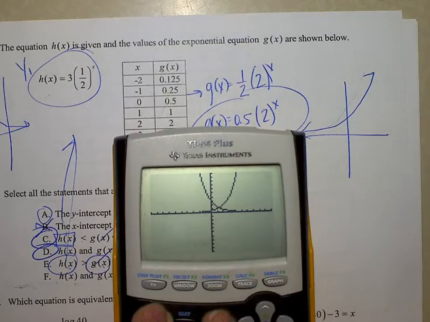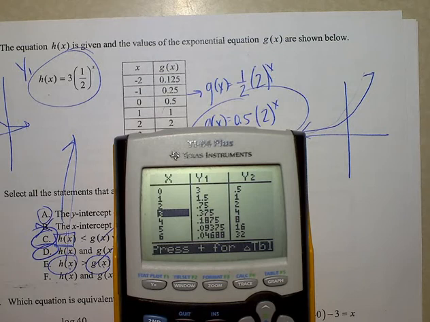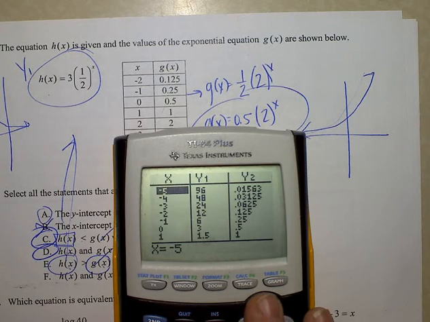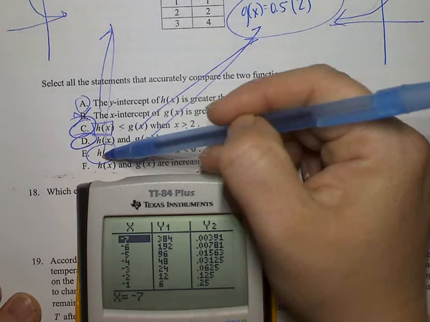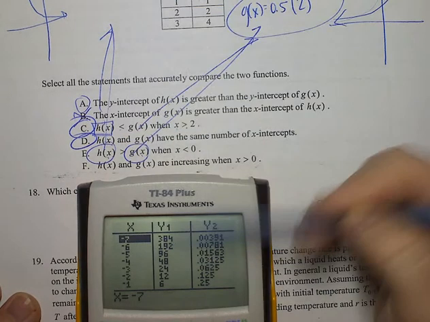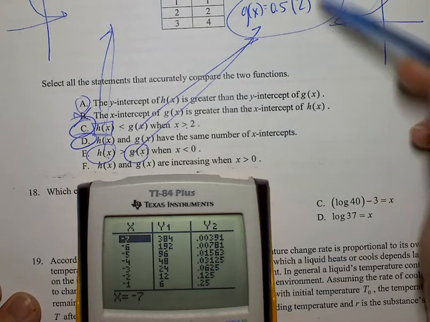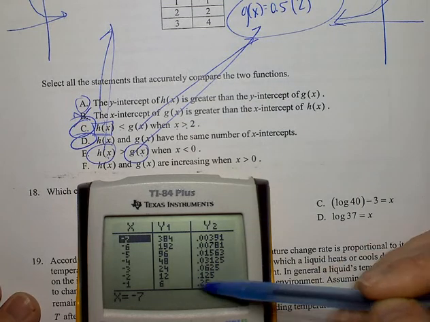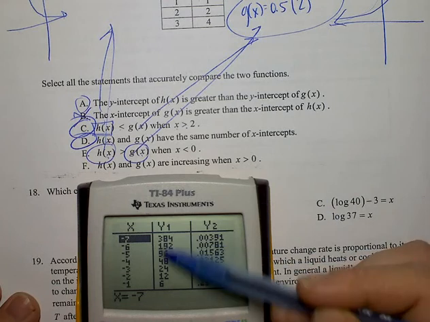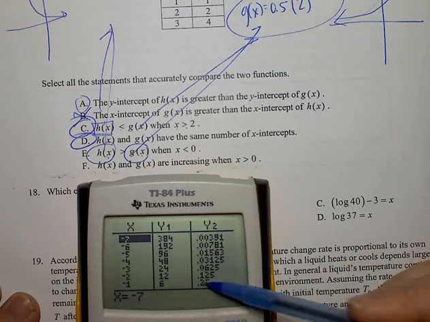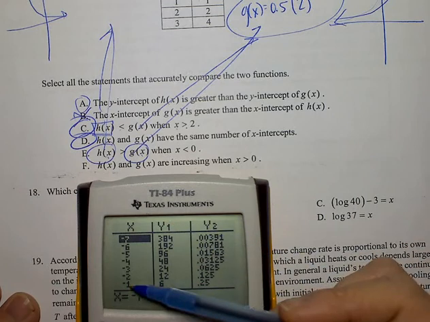Let's go back again and do second table. And we want to go when x's are less than 0. So all I want to see are the negative x's. And once again, this says that these values for this function will be greater than the values for this function. So are these values greater? That is true. The values of h of x are greater than the values of g of x when x's are less than 0.